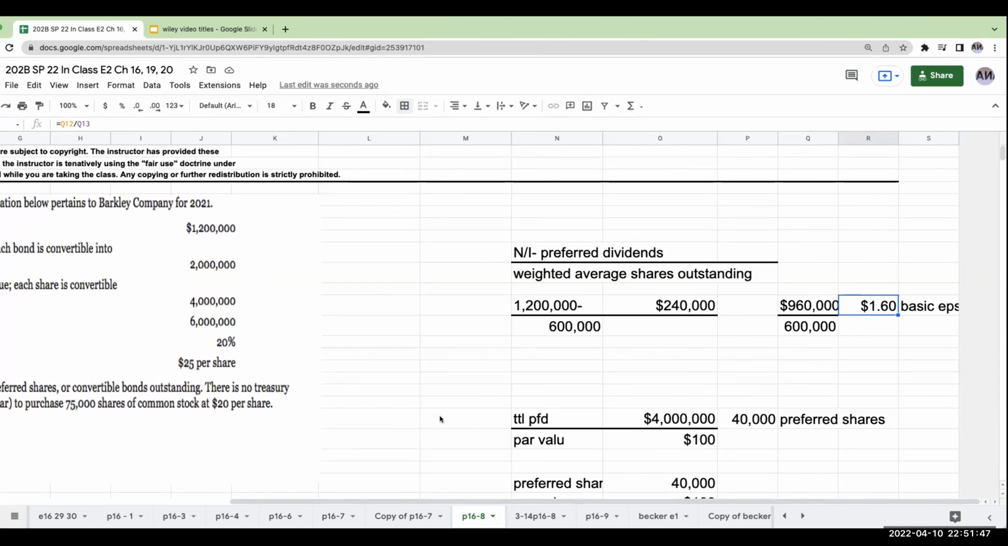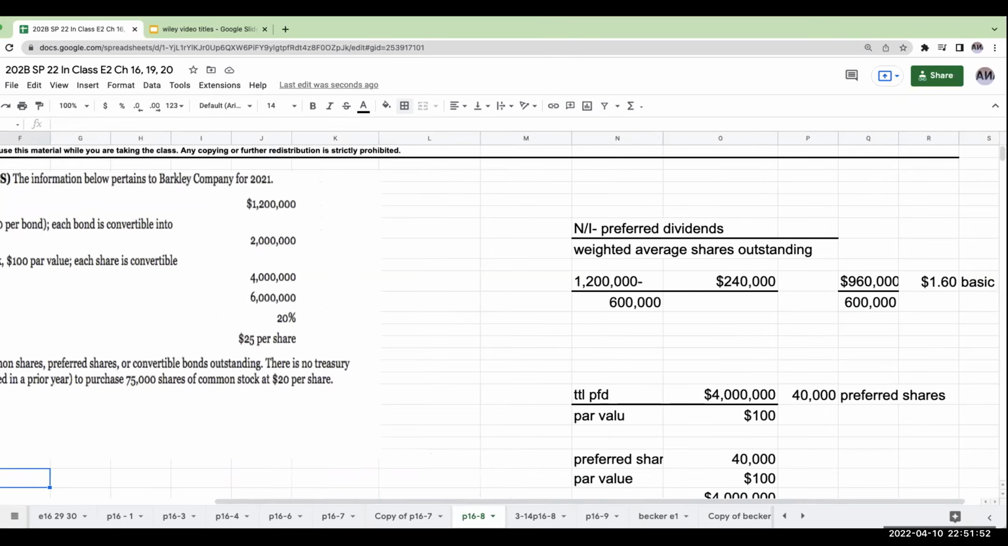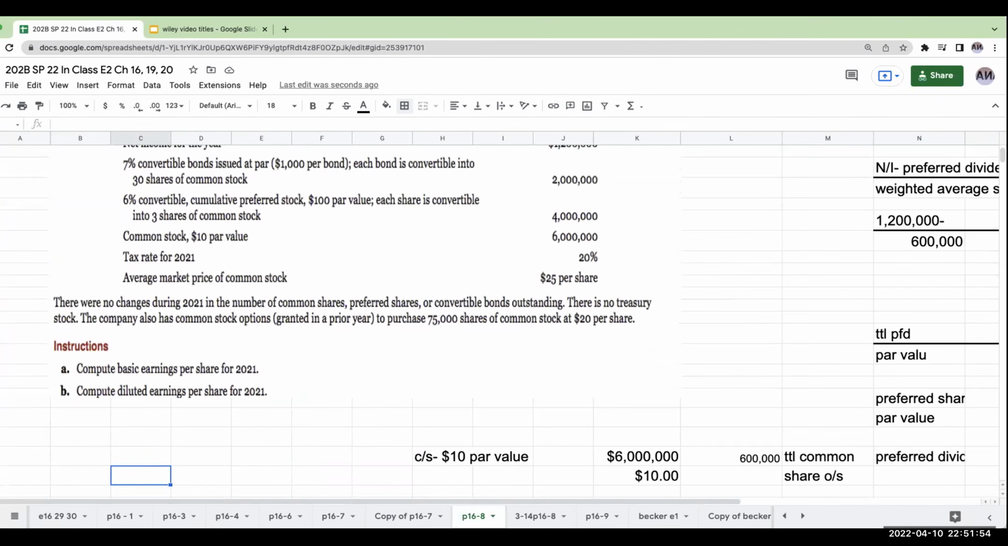Okay, so for diluted earnings per share, let's start out with the most dilutive. What is going to be the most dilutive? Well, when I look over here at the stock options, right?